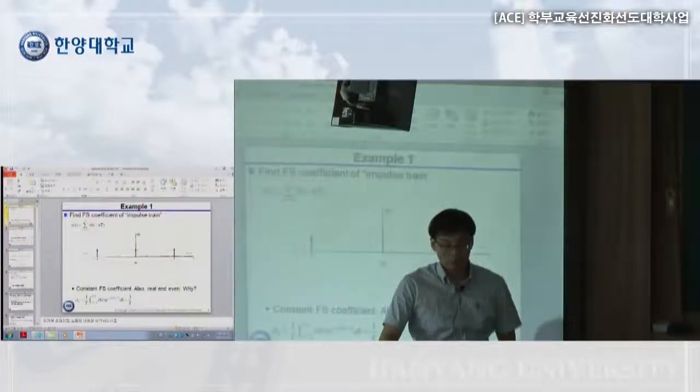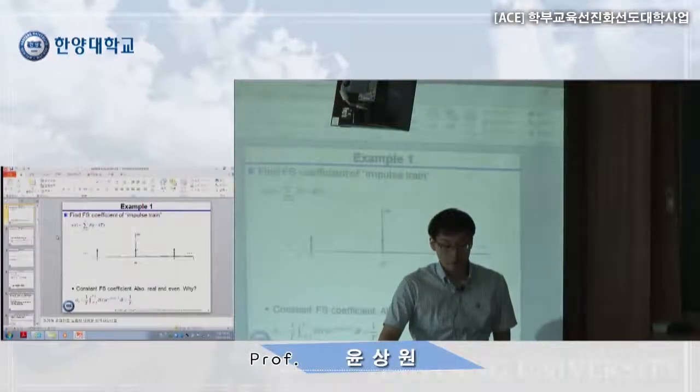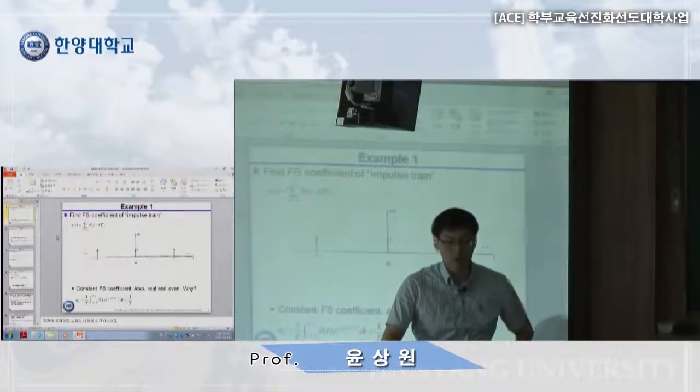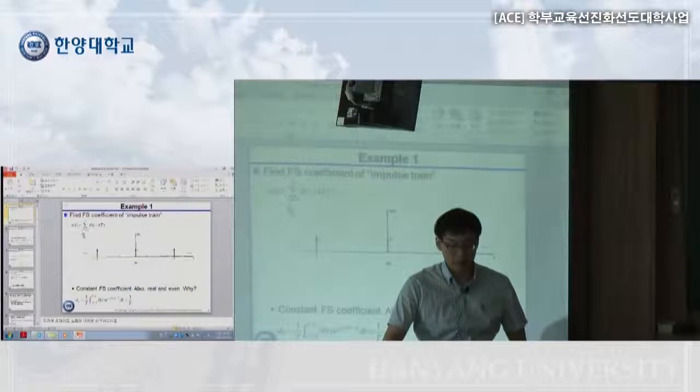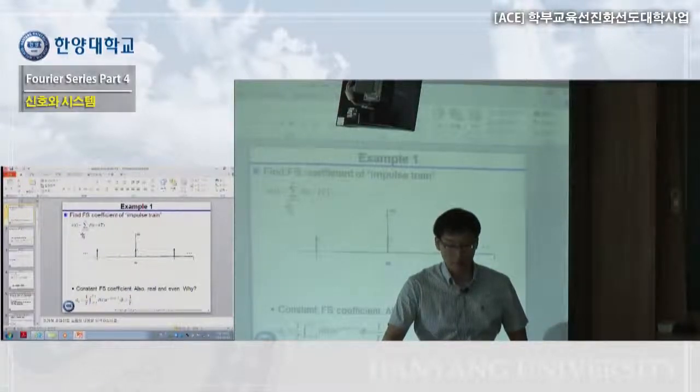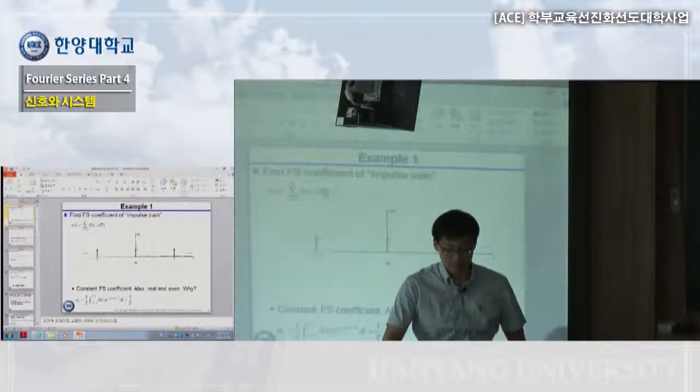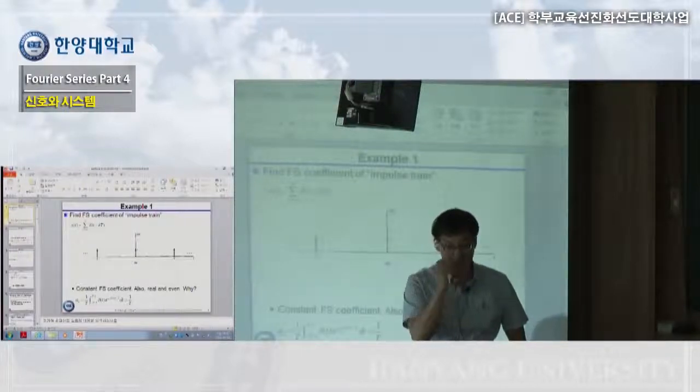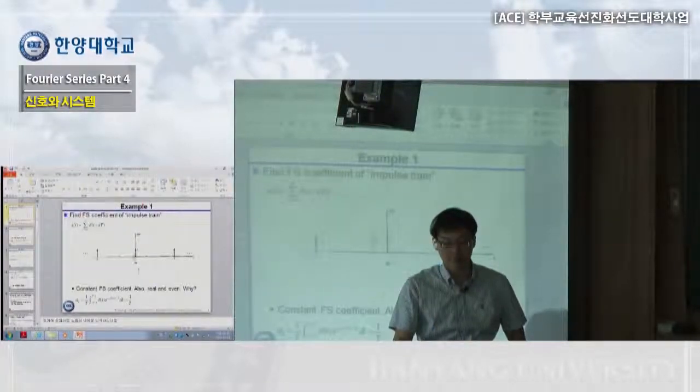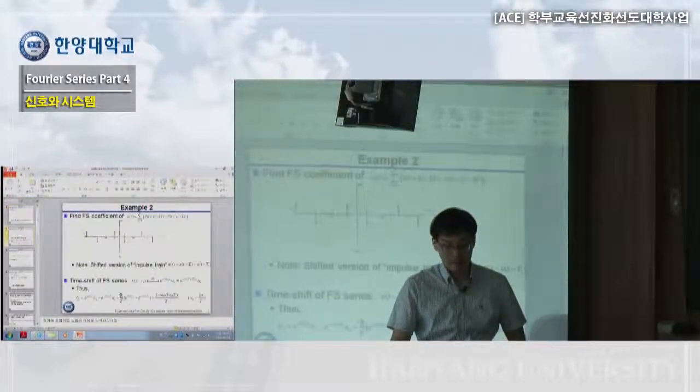In part 2, we already solved this problem in the last lecture. Let's find the Fourier series coefficient of an impulse train. We can consider it as a sum of individual impulses, which is given like this. You derive the Fourier series coefficient of one of them and add them by time shifted versions. That's one example we had before.